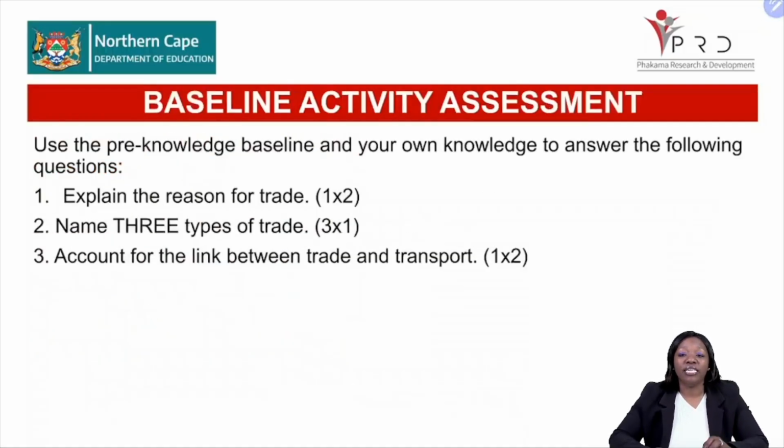So let us look at our baseline assessment. Use the pre-knowledge baseline and your own knowledge to answer the following questions. You've got 3 questions. The first one, you explain the reason for trade. Why are they trading, or why are we trading? Then secondly, the 3 types of trading. Then number 3, you account for the link between the trade as well as the transport. So you have 3 questions. I'm going to give you 3 minutes, and then after 3 minutes, we will proceed to the solutions.